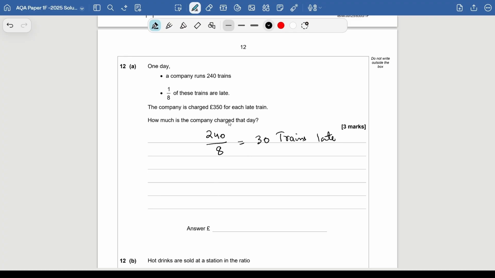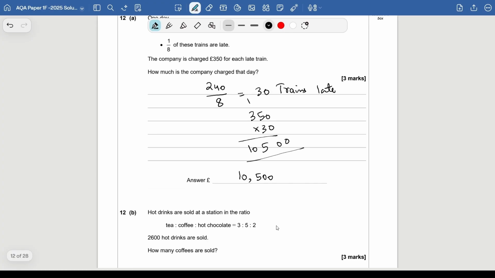And each train is charged £350 for being late. So how much will be charged on 30 trains? So you need to do 350 times 30 to get the total amount being charged on all the 30 trains. So this is, I will write, 3 5s are 15, 3 3s are 9, plus 1 is 10. So £10,500 is the charge on all the trains.